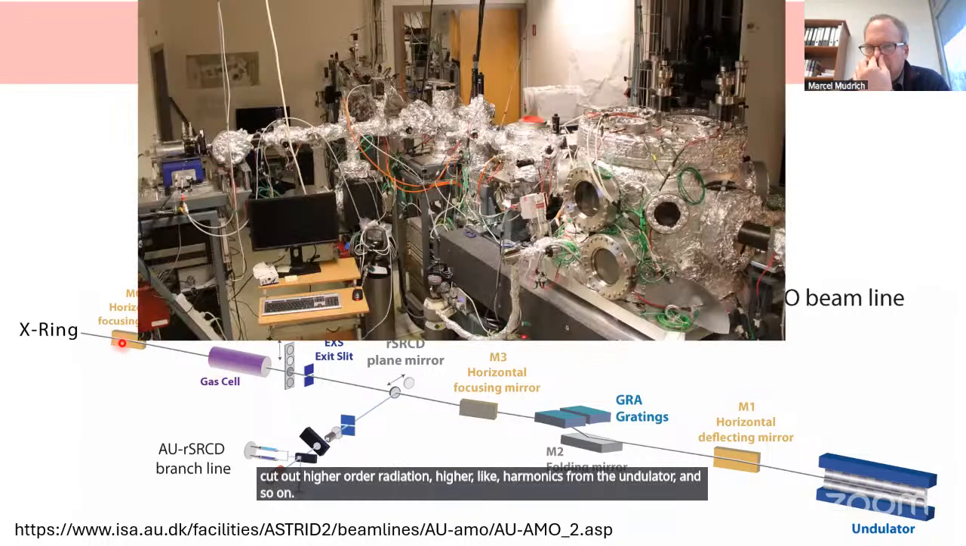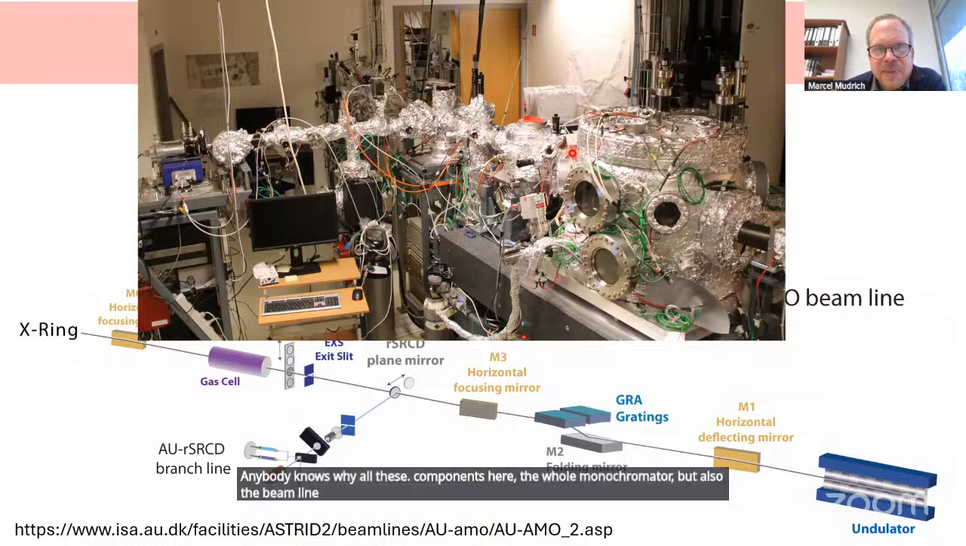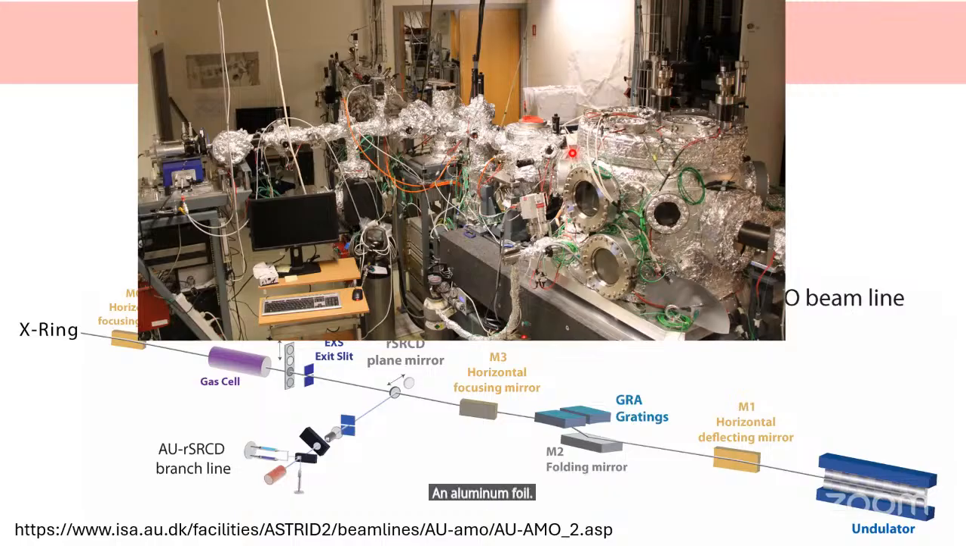And this is how such a monochromator looks in real life. It's a big tank at ultra high vacuum. There's a lot of aluminum foil around. Does anybody know why all these components here, the whole monochromator, but also the beam line behind, why is it all wrapped up in aluminum foil? To reduce RF interaction? No, actually not.